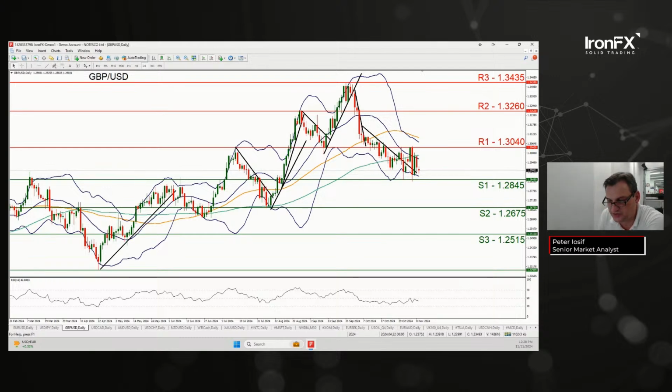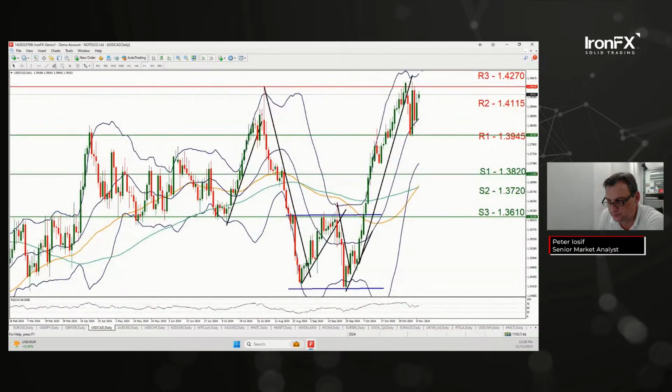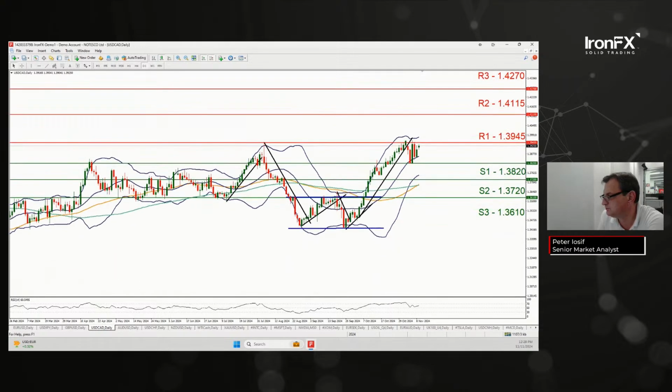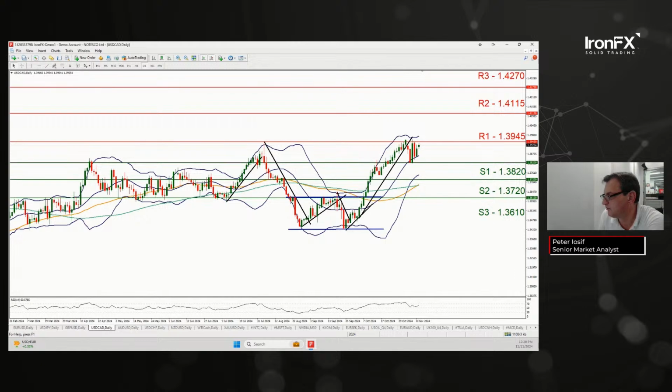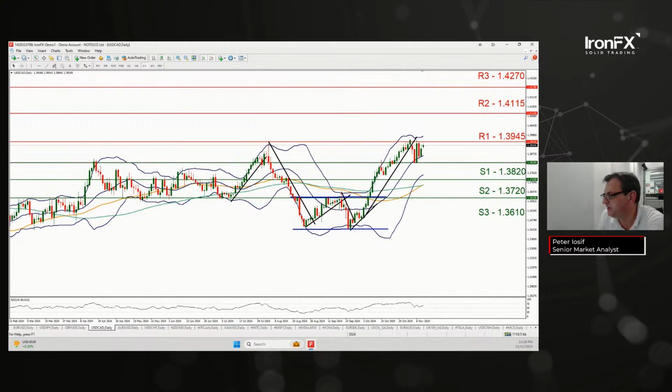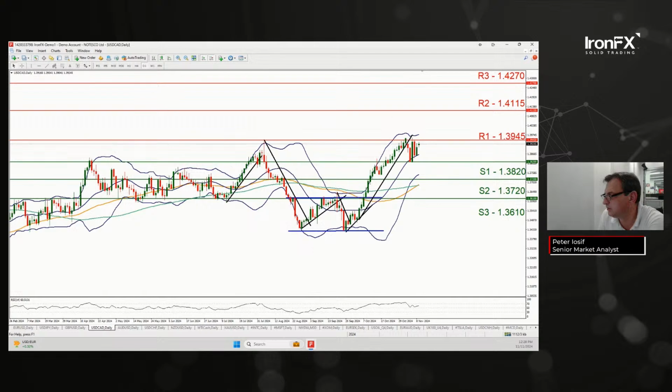Okay, let's have a look at USD CAD. Also in sideways motion between the R1 1.3945 and the S2 1.3720 and the S3 1.3610. Let me adjust the labels just a bit.